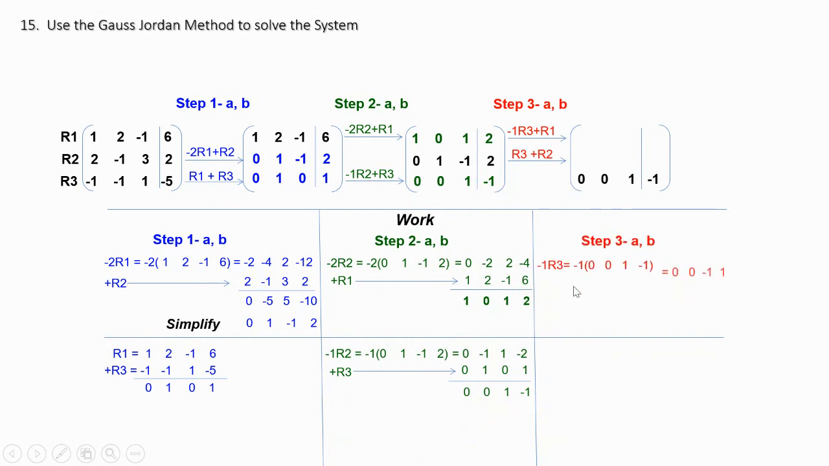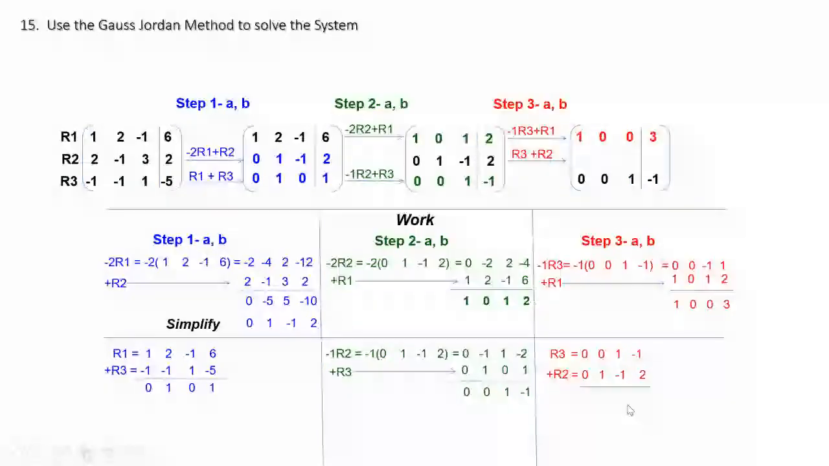And there's my work. So it's going to give us 1, 0, 0, 3. So that's my new row 1. And row 3 plus row 2 is going to give us 0, 1, 0, 1. That's my new row 2. So then what's my solution? My solution will be 3, 1, negative 1. That's my answer, guys. And this is very crucial to know, like I repeat, for chapter 7. Okay?